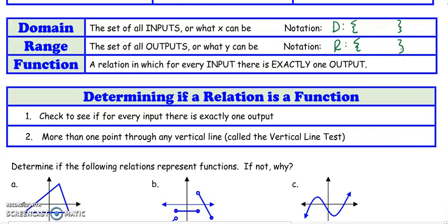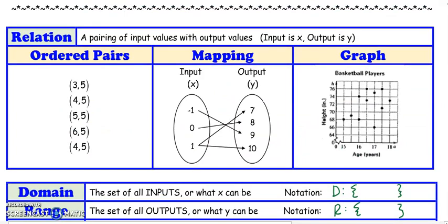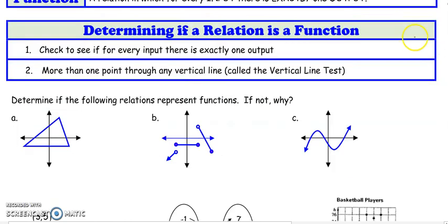Now, function. A function is a relation in which for every input there's one output. So you've got relations, you've got your input, you've got your output. There's no rules here. Everything's great. But you can take a relation and then specifically ask, is it also a function? And so the rule is for every input, there's one output. So we're going to talk about how you can determine that. Check to see if for every input, there's only one output.